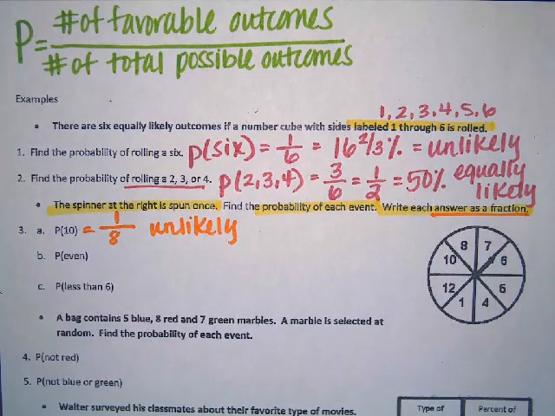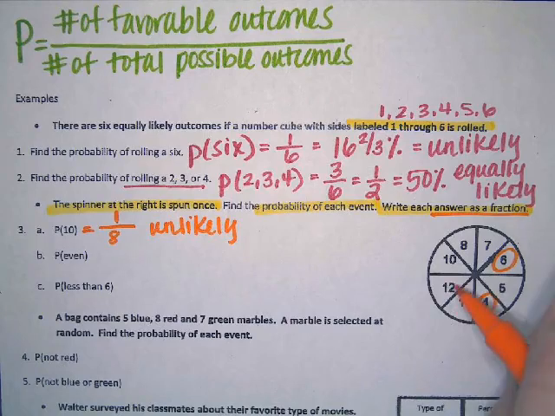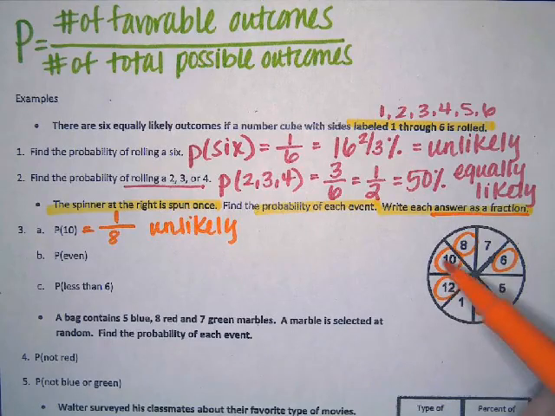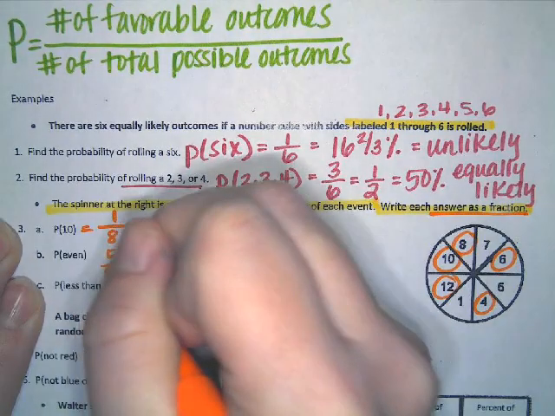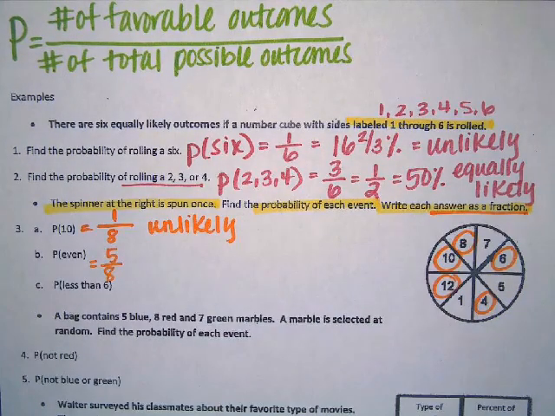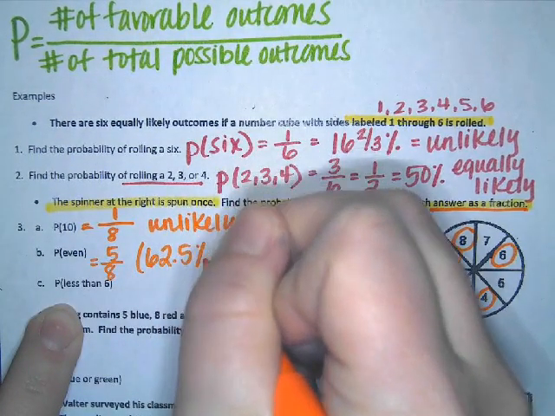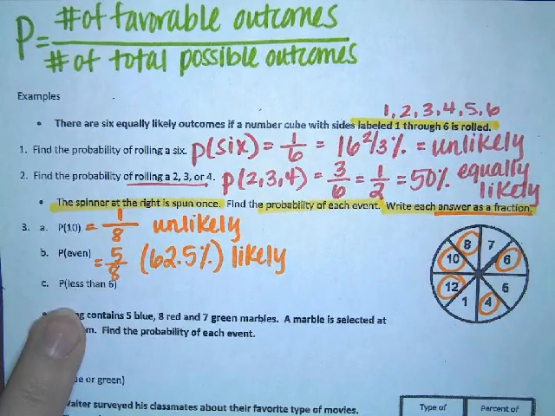This next question says, find the probability of an even number. Well, let's make sure we identify what are the even numbers. Looking at this, I see the numbers 6, 4, 12, 10, and 8. That leaves me with 1, 2, 3, 4, 5 favorable outcomes. That gives me a 5 out of 8 chance. 5 over 8 is more than 50%. And if we were to look at the percentile, it would give me a 62.5% chance, which means that it is likely that we will spin an even number.